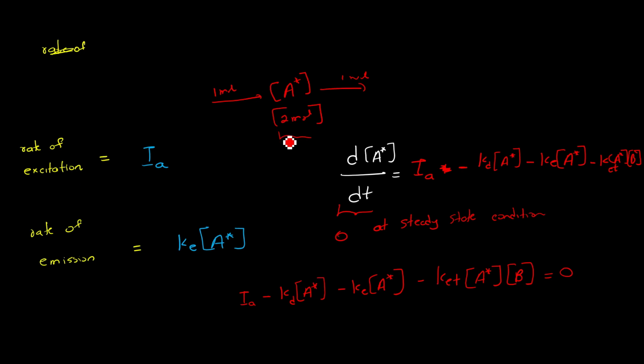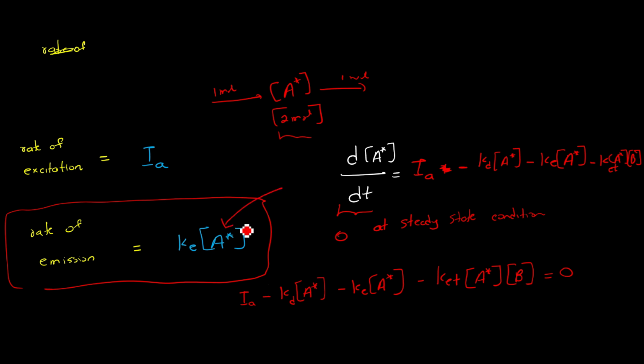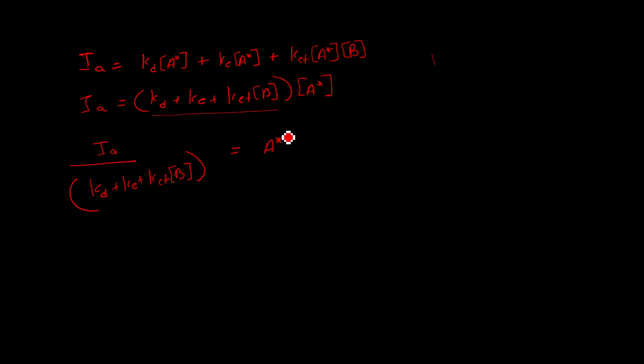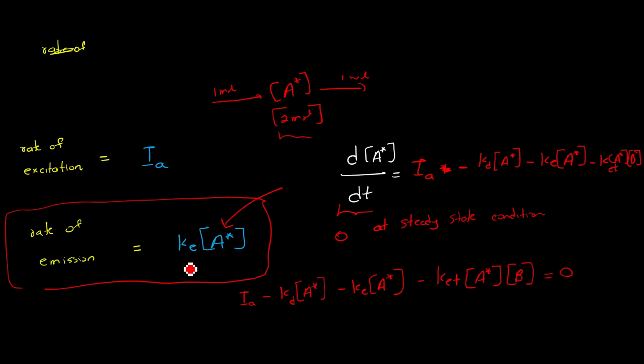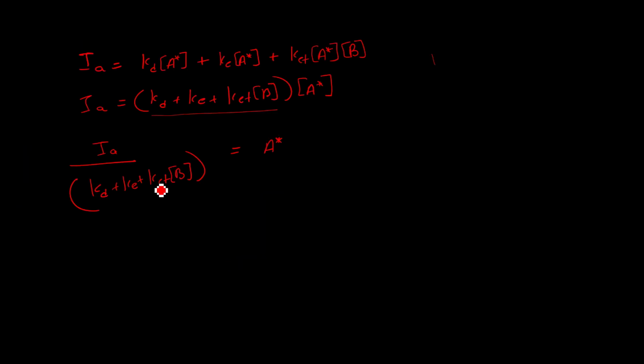If you remember, we have here derived the expression for emission. The only problem was we didn't know the actual value for A star. Now we have obtained an expression for A star using the B concentration, Kc, Ke, Kd, all of the data they have given us. So we can substitute this A star expression here. Let me write it over here too.